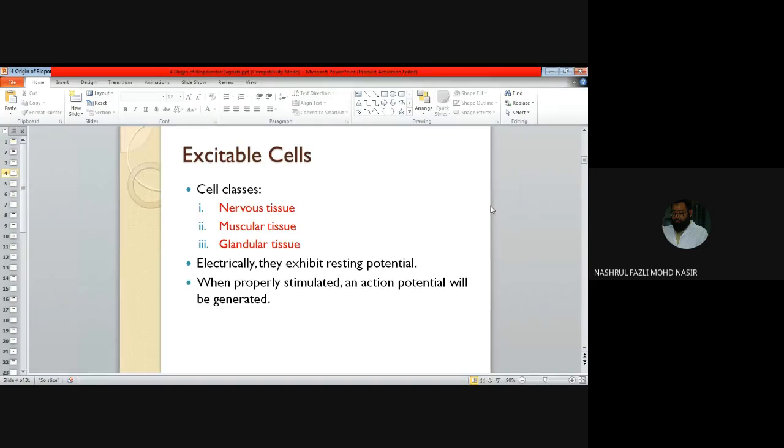So what are those three? Those three are nervous tissue, nervous cells; muscular tissue, muscular cells; and glandular tissue, like your thyroid. We will get to resting potential later on. All these tissues can exhibit the resting potential. When stimulated, when you apply some voltage, an action potential can be generated. This action potential is the origin of all our biopotential.